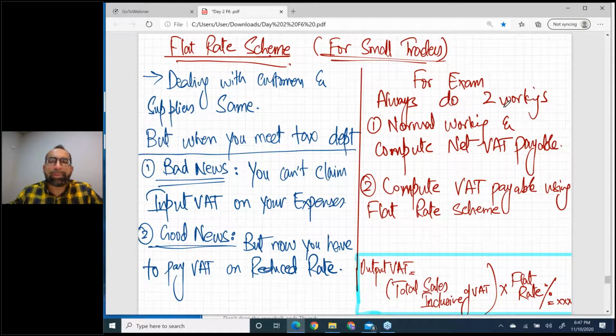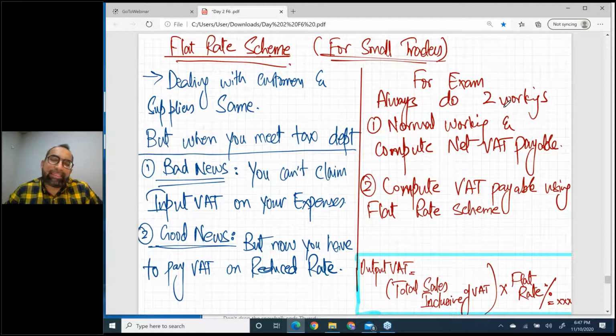When you meet the tax department, your dealing will be different. There will be two news. Look at the screen now. One is bad news and one is good news. I've used the words bad news and good news.